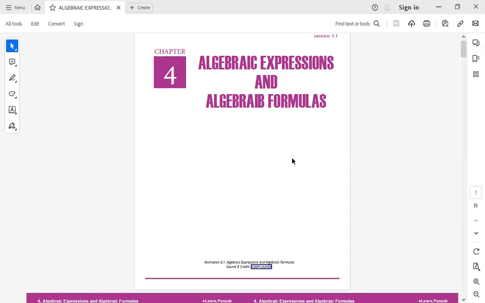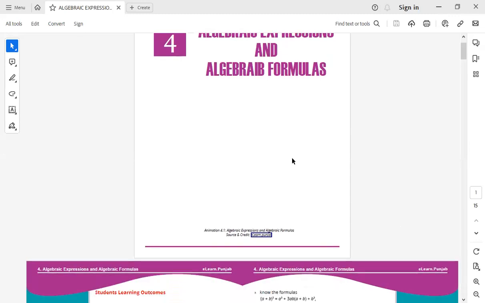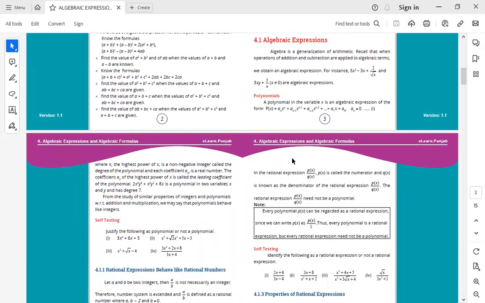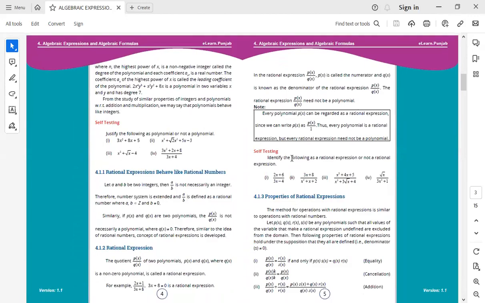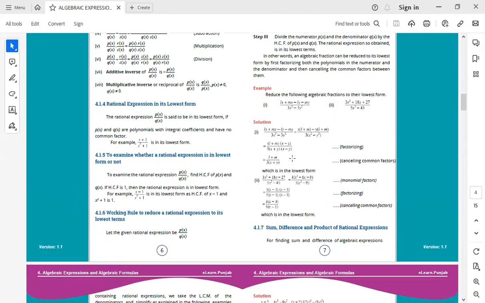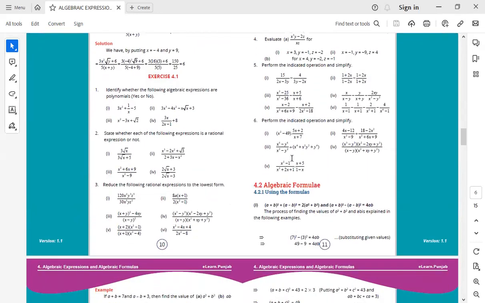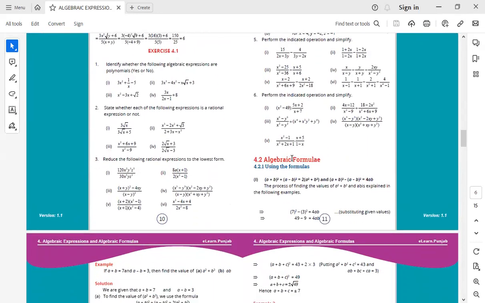Now I'm coming toward the exercise. For example, see here, it's the Caravan book, science group, chapter 4, 9th class. If you see exercise 4.1, in particular, we have done 4.1: identify whether the following algebraic expressions are polynomials, yes or no. You need to just identify. It will come in the MCQs.